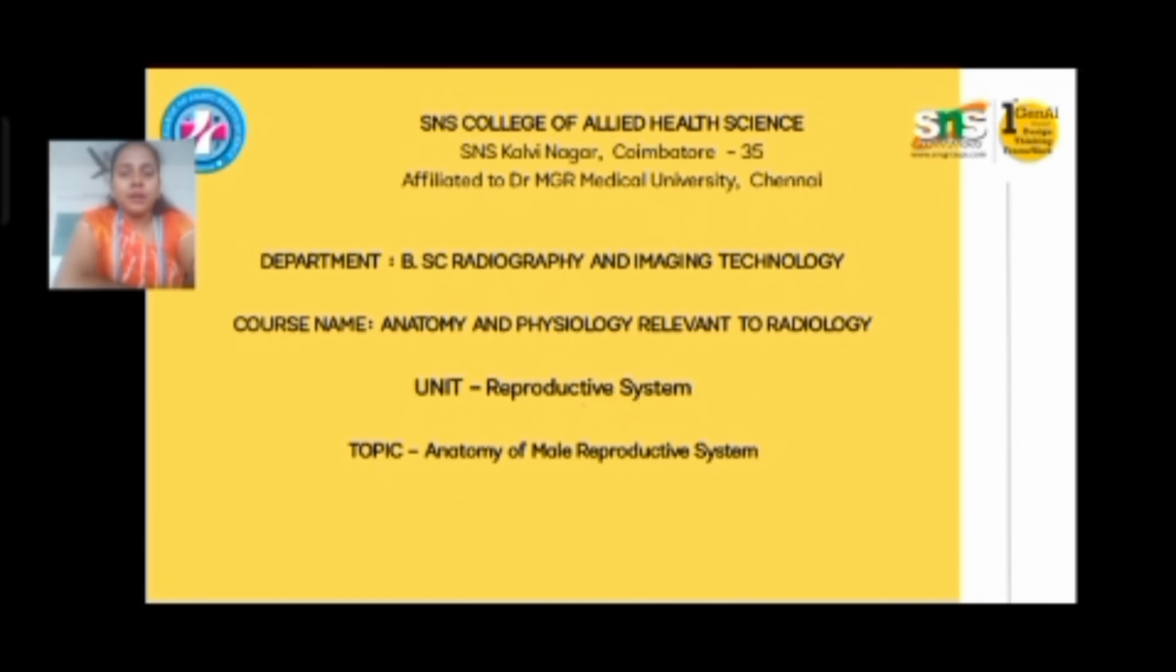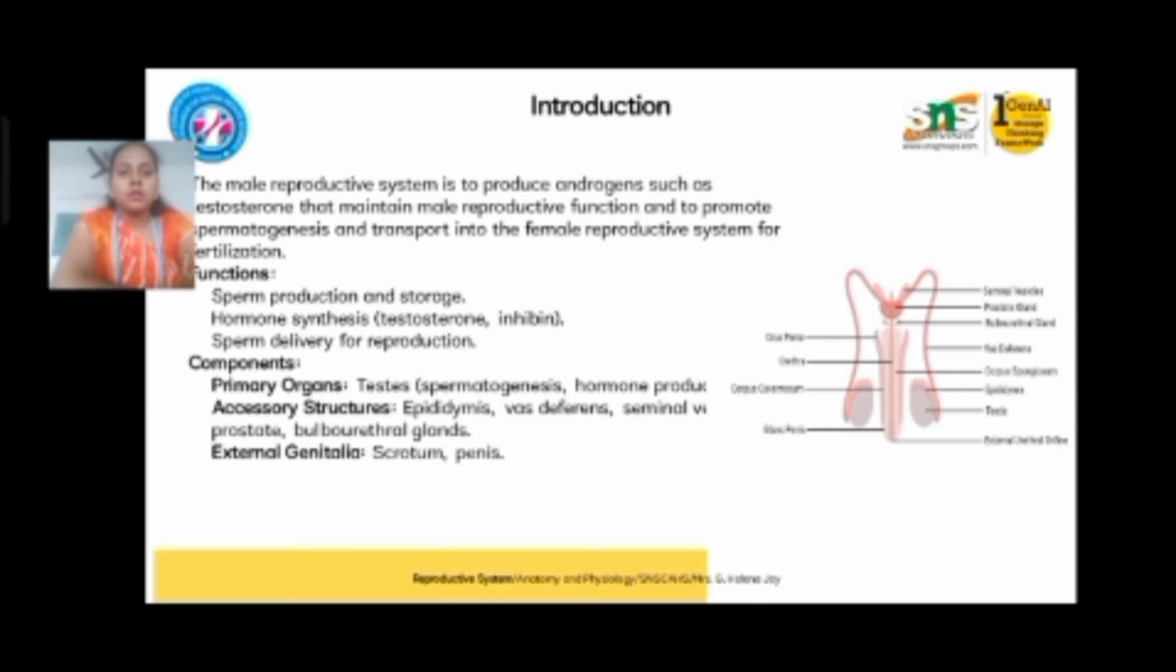So in this topic we are going to discuss the reproductive system, specifically the male reproductive system. The male reproductive system is mainly used to produce androgens, hormones such as testosterone, which maintains male reproductive function. It also promotes spermatogenesis and transports sperm to the female reproductive system for fertilization. The major function of the male reproductive system is sperm production and storage.